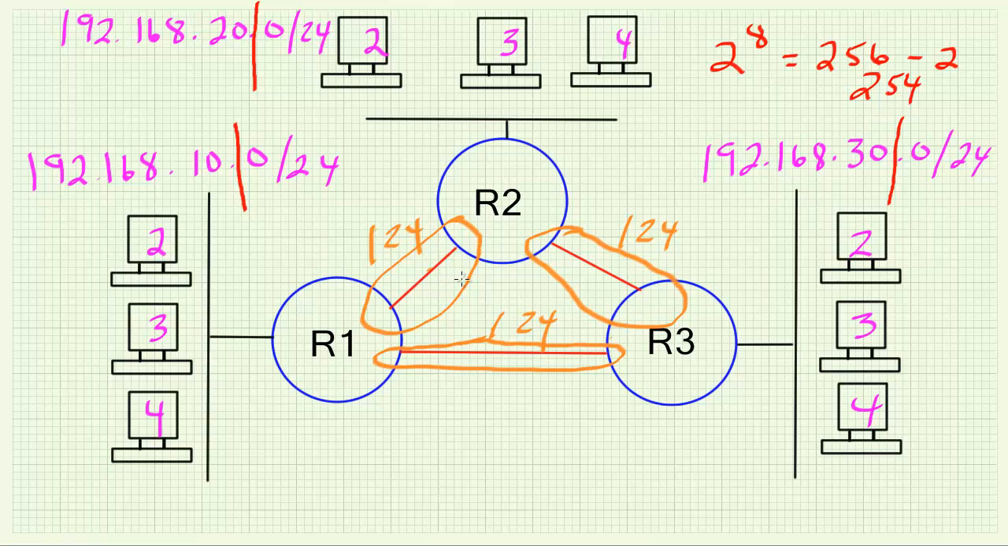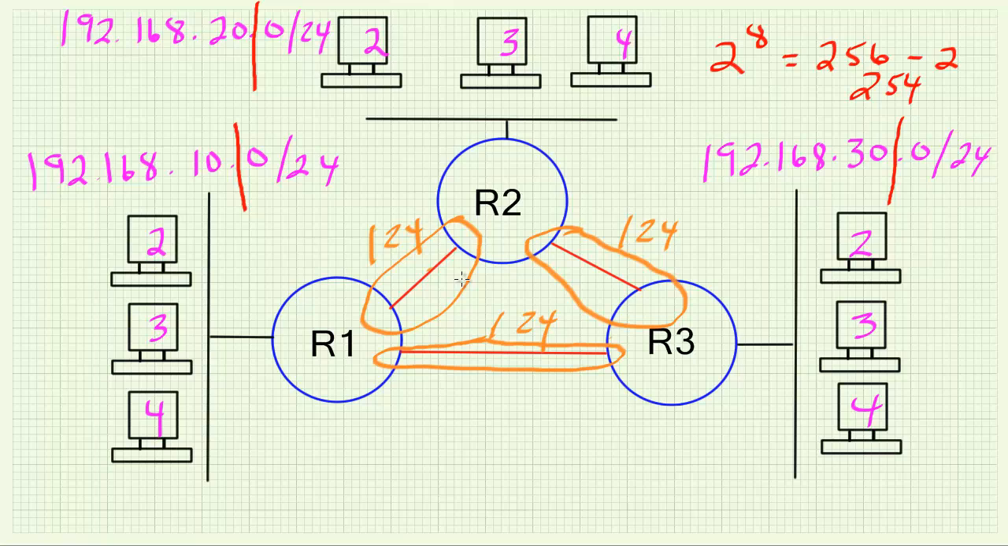So this is just another example of the inefficiency of using classful networking, because with classful networking, we're limited to basically just 3 sizes of networks. We could have a /8, we could have a /16, or we could have a /24. And in many cases, when we're dealing with smaller locations and certainly with point-to-point networks, even a /24 is far too big for what we need. So how do we solve that problem?